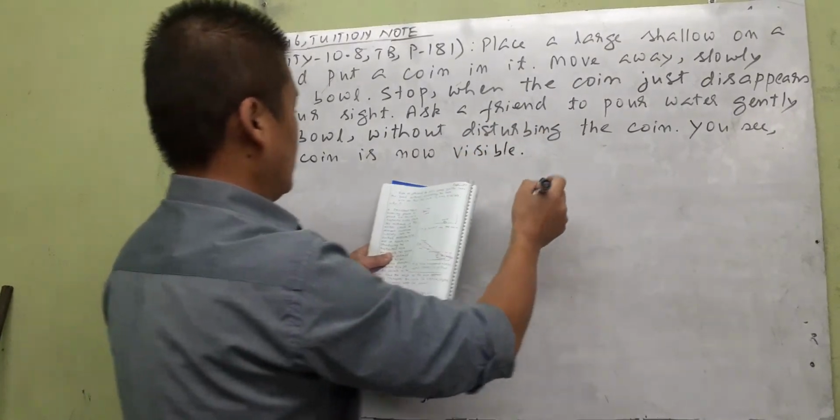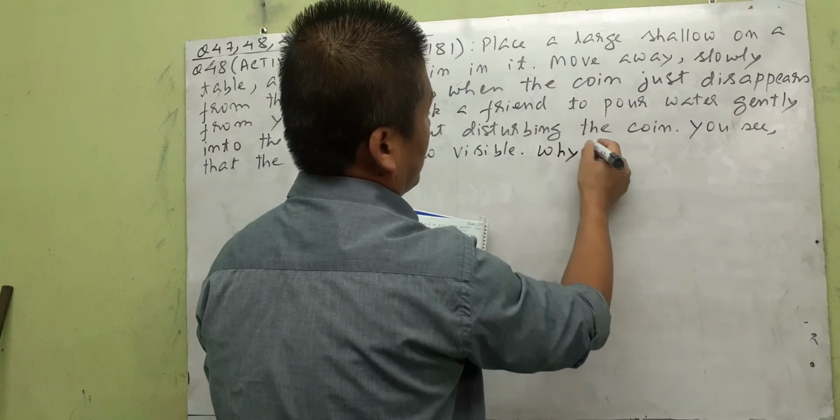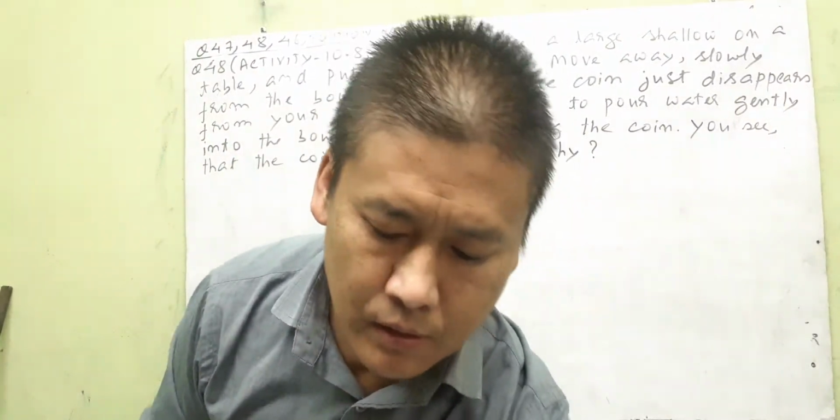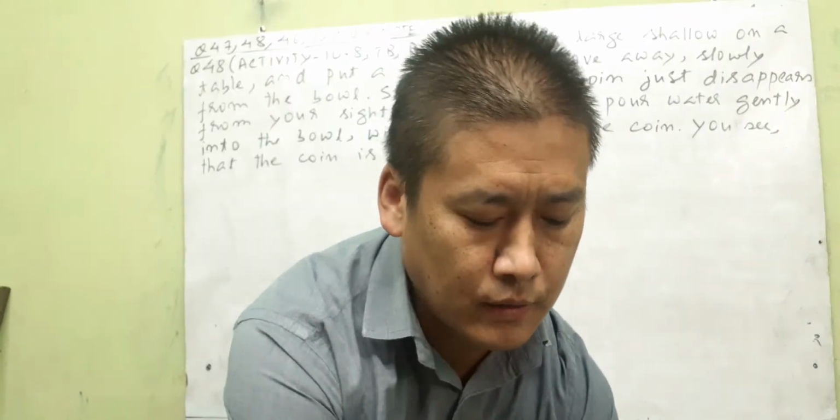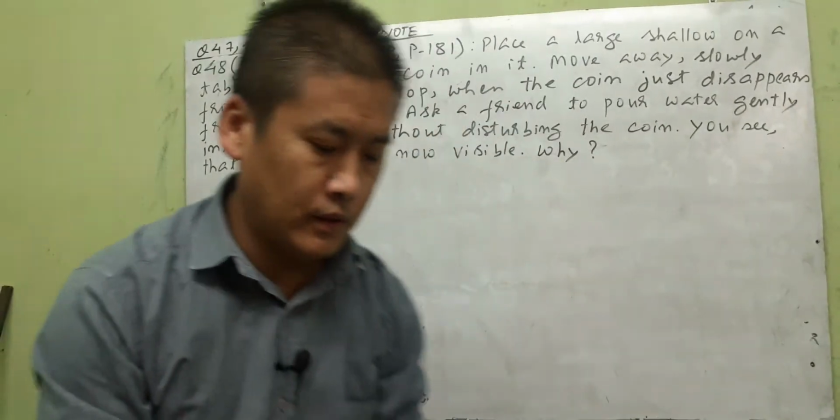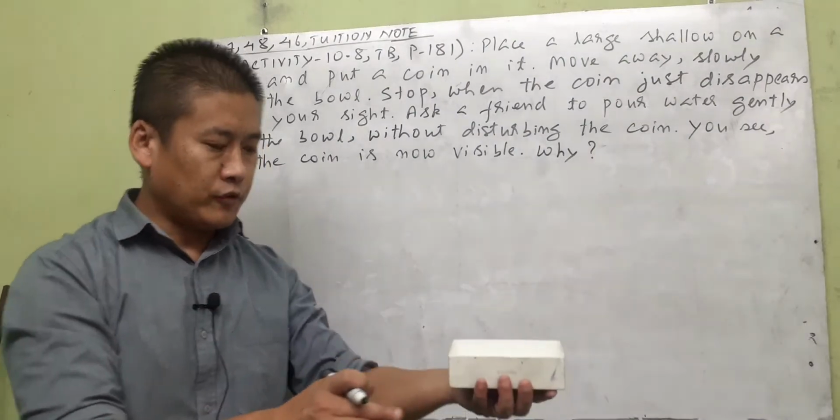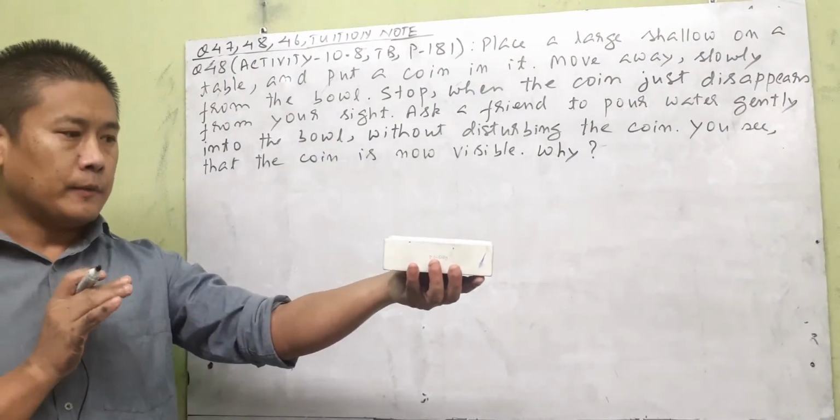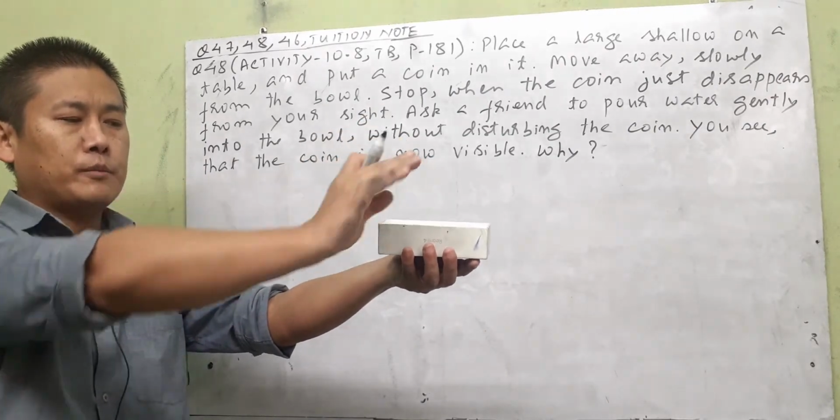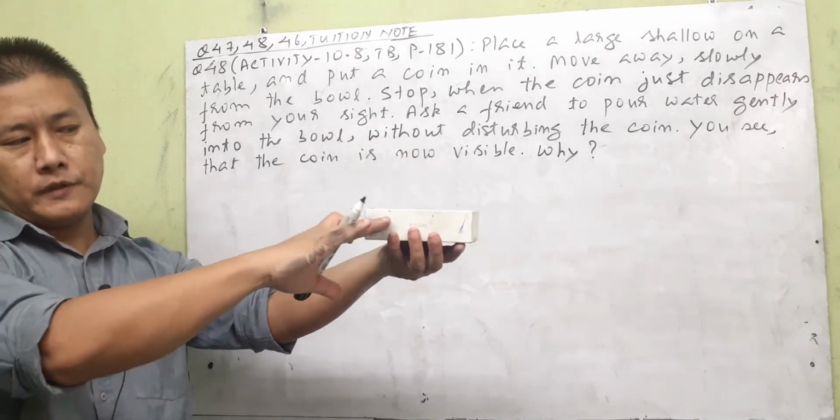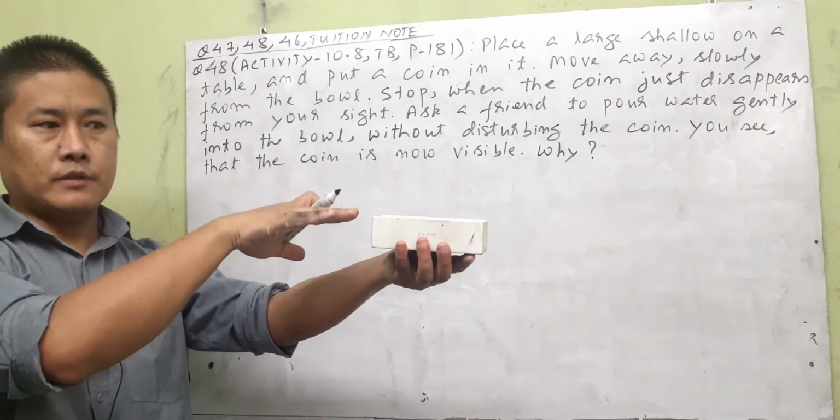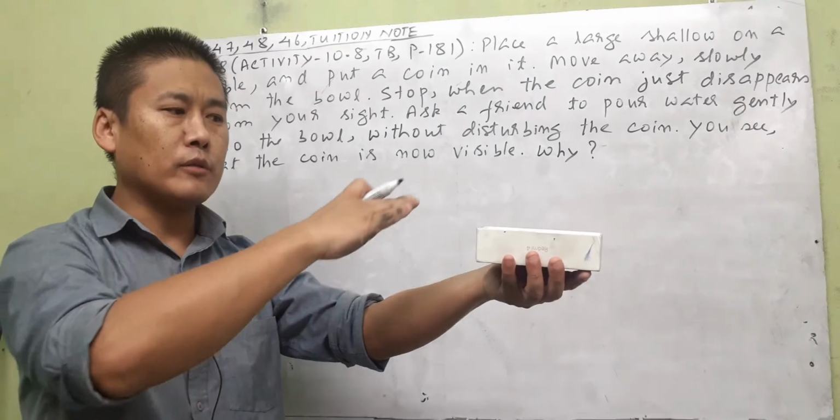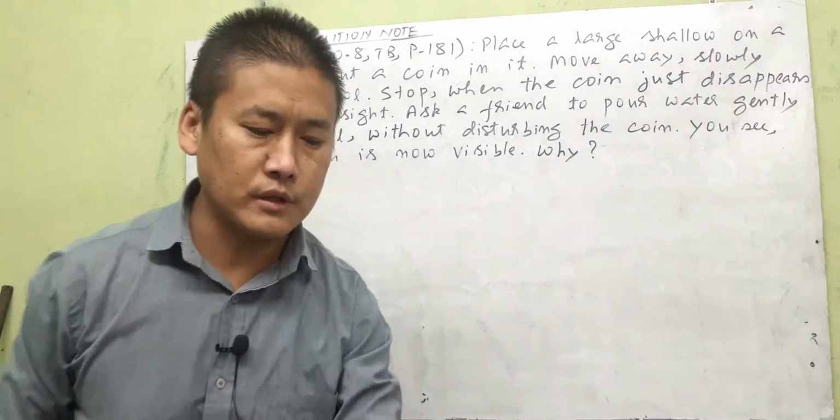The question is saying, why are you able to see now when the water is poured? That means it is something like this. This is the container, let us say, water, and then the coin is there. You can see it. You move away in such a way that this part blocks your view. You cannot see the coin anymore. Just like that. Then your friend slowly pours water, and when the water is filled to some level, you are able to see the coin that you were not able to see just a moment ago. Now, why are you able to see when the water is poured? That's what the question is asking.